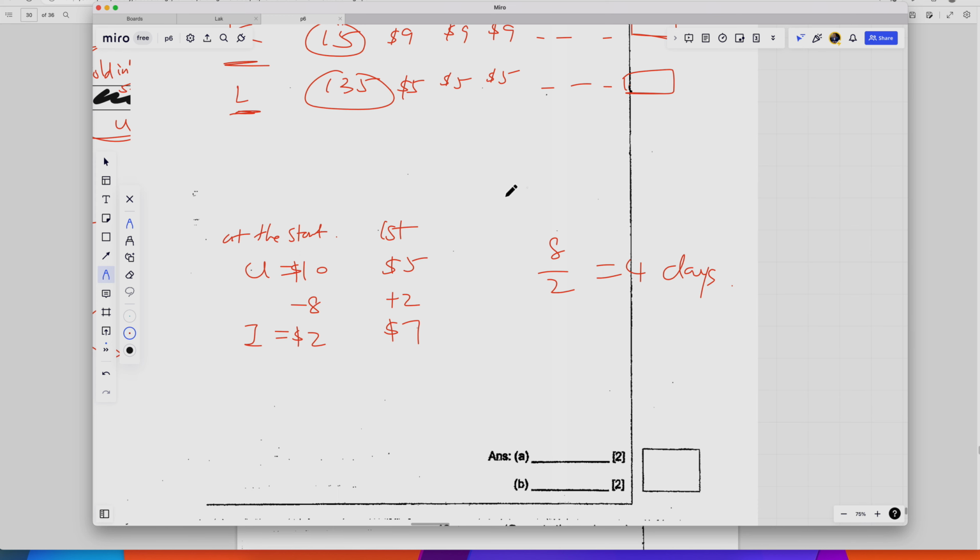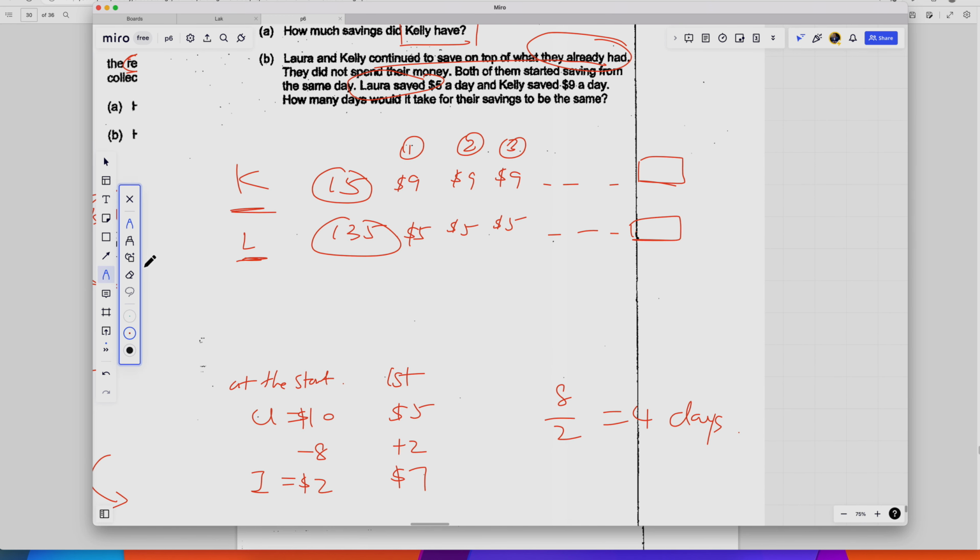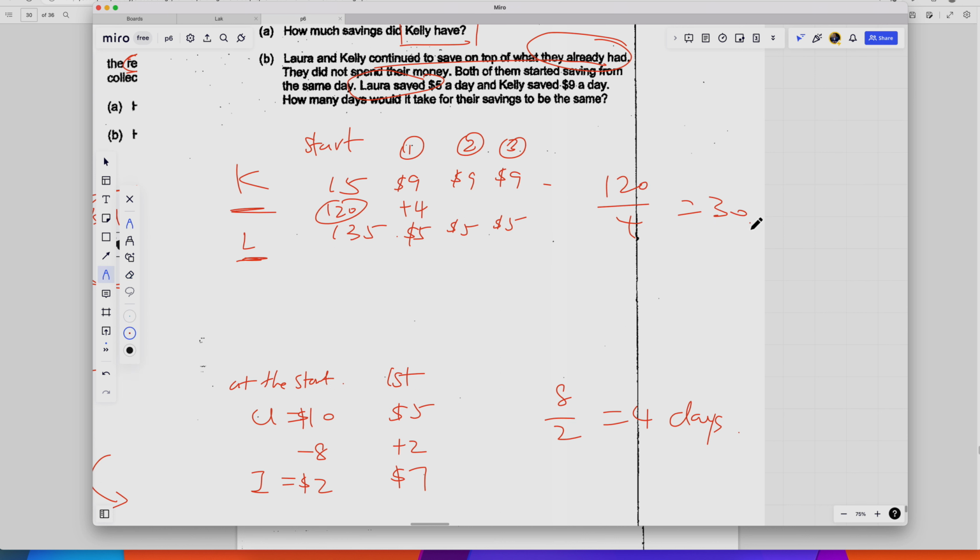Similarly for the one above, at the start, what's the difference? 120, right? And one day Kelly can catch up $4, between 9 and 5. So to catch up 120, the difference at the start, how many days are needed? 120 divided by 4. That will be 30 days. So after 30 days, they will reach the same amount.